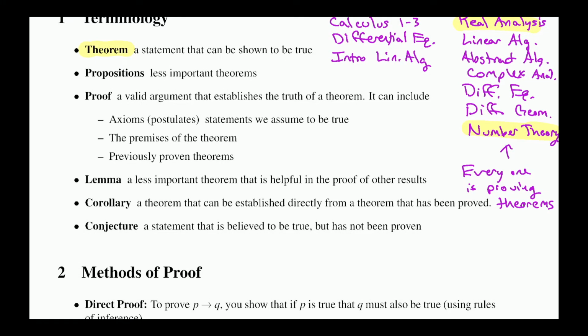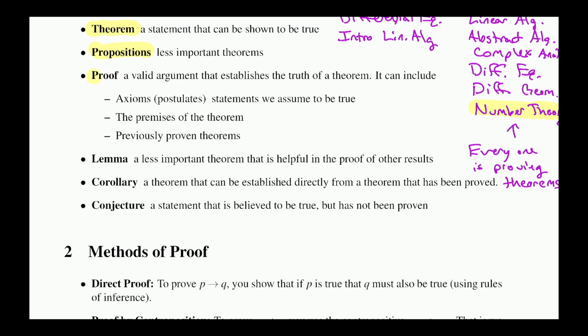All right, propositions. Propositions are less important theorems. A lot of times, these are just kind of random results that you're not going to keep using over and over. Theorems, you tend to use a lot. Propositions, you don't use a lot. Okay, what's a proof? A proof is what you're going to do to show that a theorem is true. So, it's going to be a valid argument that establishes the truth of a theorem, right? So it needs to be a valid argument. That's why we needed to know what arguments were.